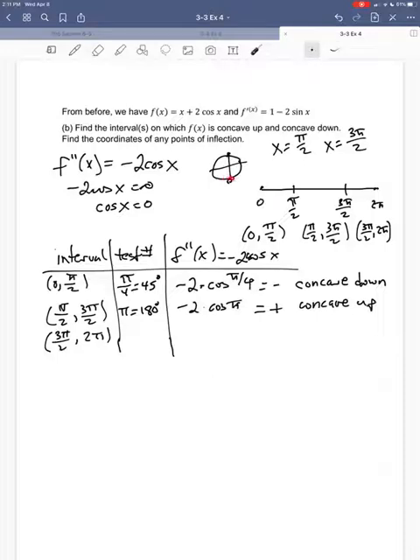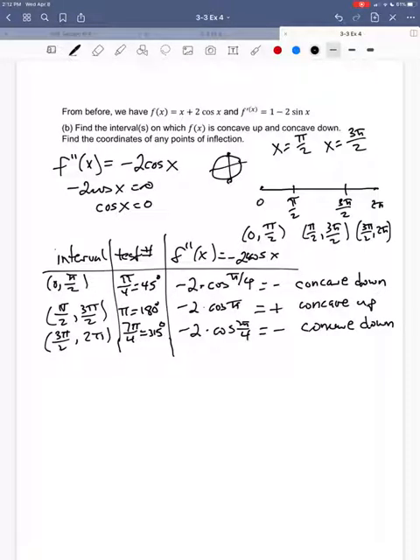And then from 3 pi over 2 to 2 pi, I'm going to need an angle in here. Again, I could do 45 degrees. 1 pi over 4, 2 pi over 4, 3 pi over 4, 4 pi over 4, 5 pi over 4, 6 pi over 4. That would be 7 pi over 4. That's a 45-degree reference angle, so 360 minus 45 would be 315 degrees, or 7 pi over 4. So I would get -2 times the cosine of 7 pi over 4. And you could do that on a calculator. It ends up being negative. So that's where it's concave down.